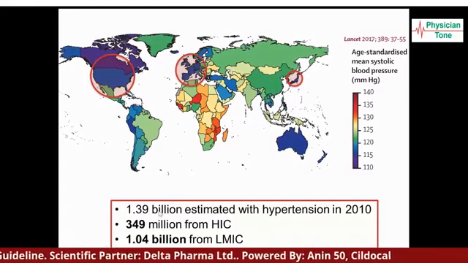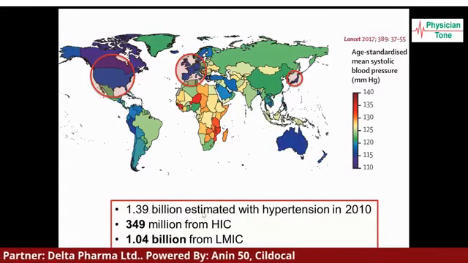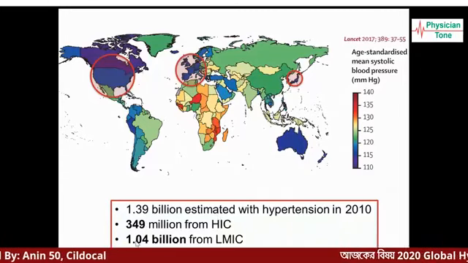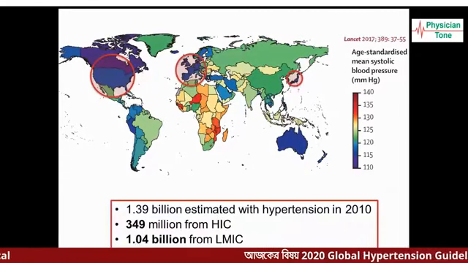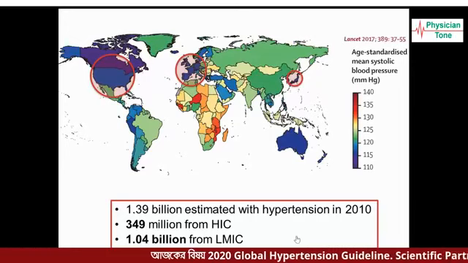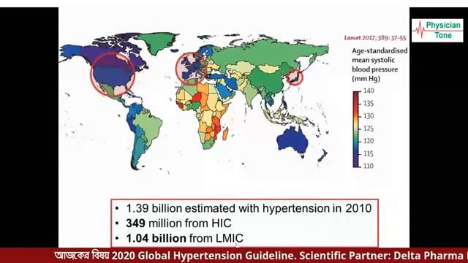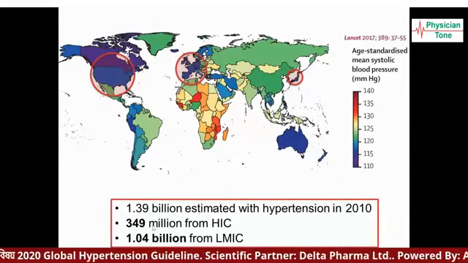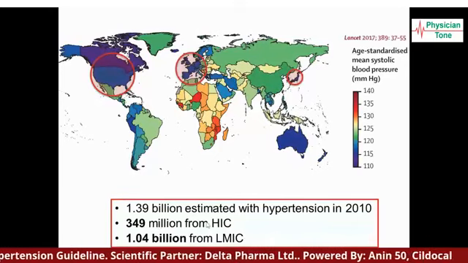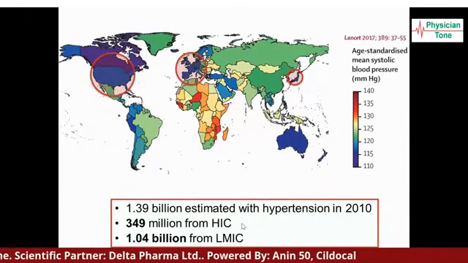So among the estimated 1.39 billion hypertensive patients, 1.04 billion are in low and middle income countries, and 349 million are from high income countries.